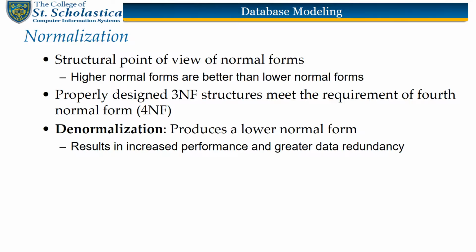A successful design must also consider end-user demand for fast performance. Therefore, we will occasionally need to denormalize some portions of a database design to meet performance requirements. Denormalization produces a lower normal form, that is, a 3NF will be converted to a 2NF through denormalization. However, the trade-off you pay for increased performance through denormalization is greater data redundancy.